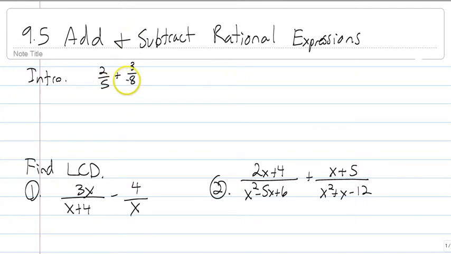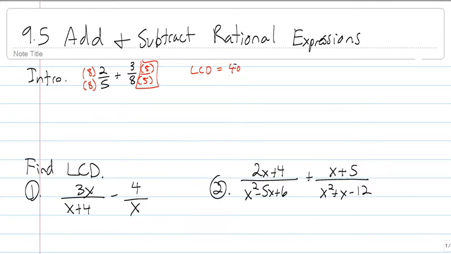So how do I get a 40 on the bottom for both of these? I have to multiply this by 5, but you have to do the top and the bottom because this is basically 1, right? And you can multiply anything by 1 and keep it the same. Same thing here. We need to multiply the top and bottom by 8. And this is again the LCD. The LCD here is equal to 40, or 8 times 5.